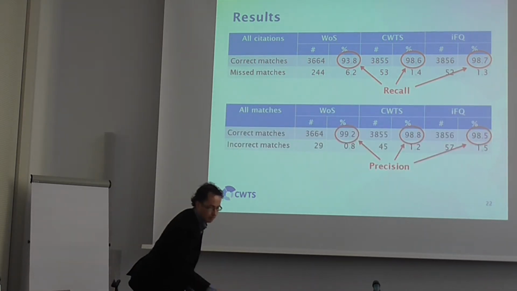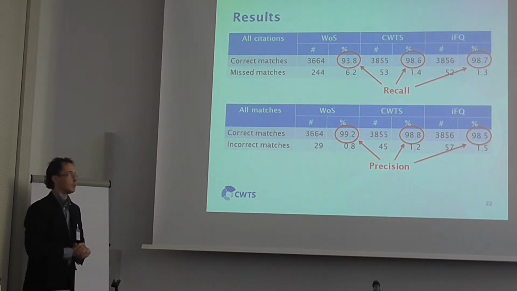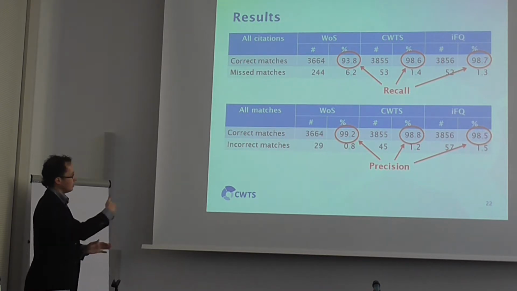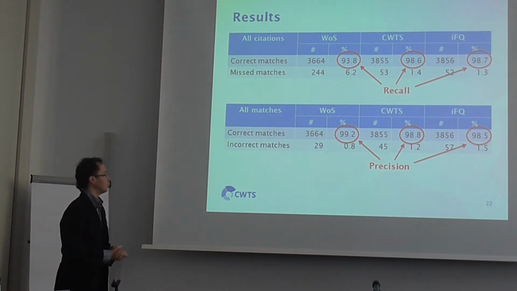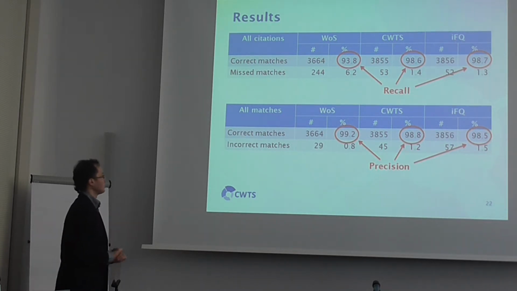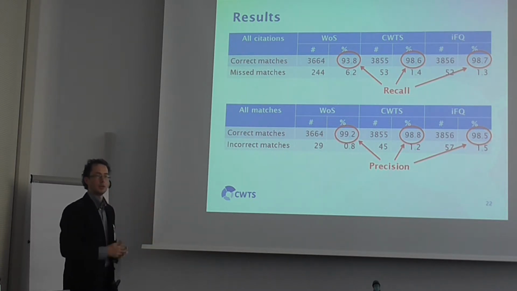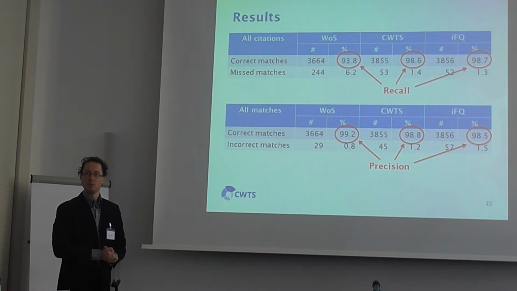Then we have a second table with the correct matches and the incorrect matches. And based on those figures, we can calculate the precision of the different strategies. So again, in the case of CWTS, we see 98.8%. So it means that 98.8% of all matches are in fact correct. So for Web of Science, we see a somewhat higher number, and that's because they are using a really strict algorithm.